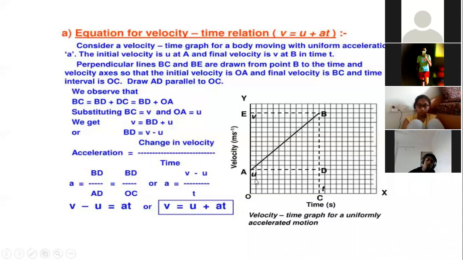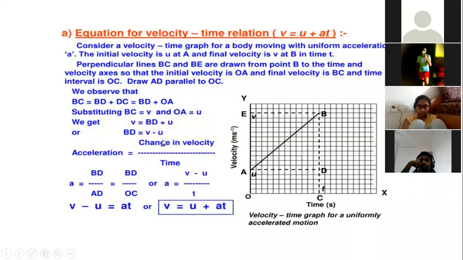So instead of your DC, what you will take? You will take OA. So we know your whole BC is nothing but V. So V is equal to BD. We don't know BD; we have to find BD, because that is the final velocity, plus you know your initial velocity as U. Can you see this BD where the uniform change is there? Your BD is equal to V minus U.